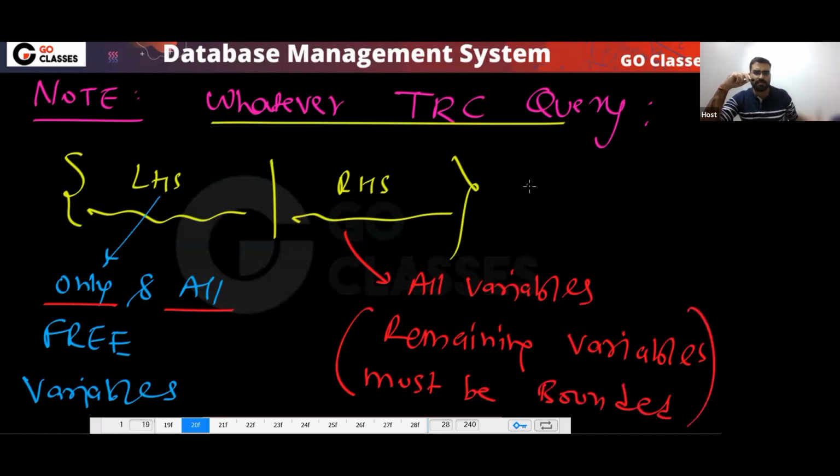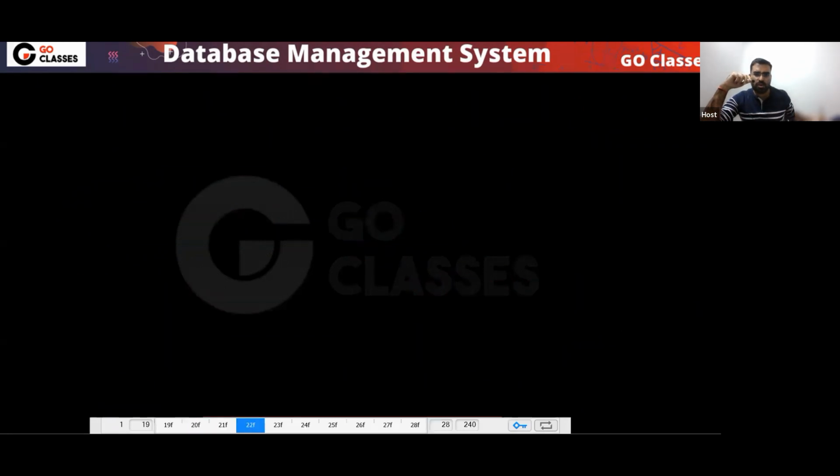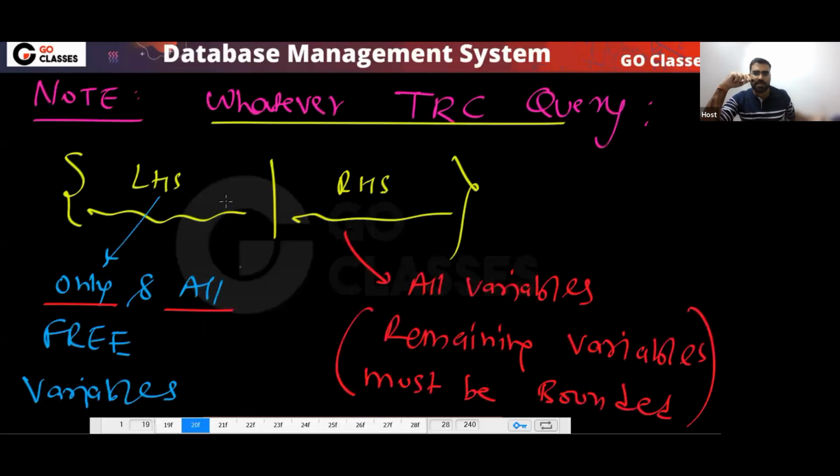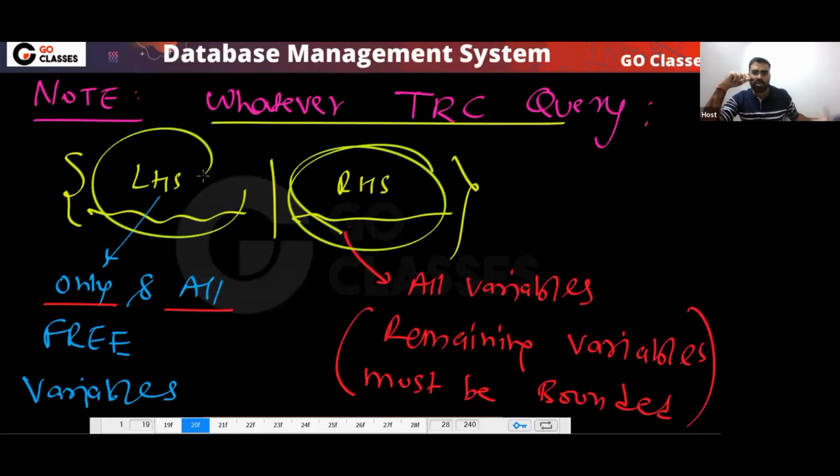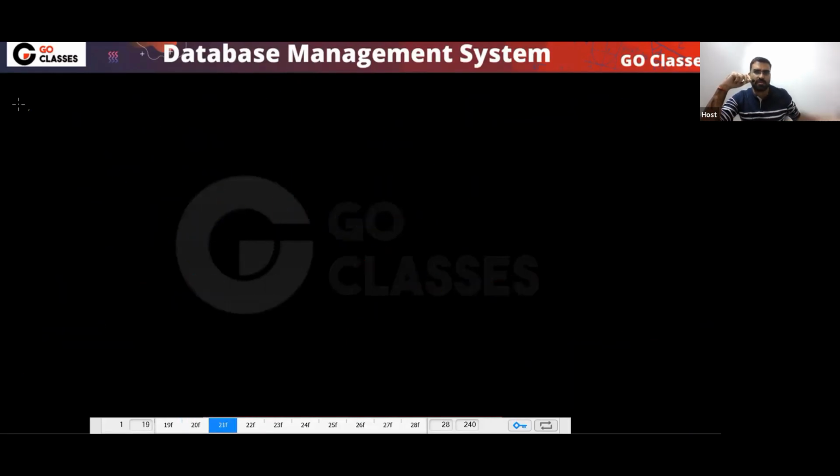Is this clear? Someone is asking, is there any reason for this? There is a very obvious reason. Because if you have a free variable here, which is not here, then you cannot say true or false. What is the reason?